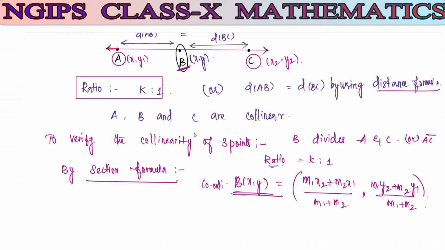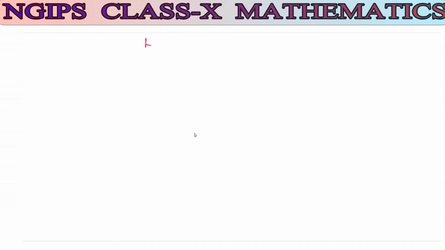If we get the same x comma y as the point B, and it matches the given point, then we can say A, B and C are collinear points. By using this concept we are going to solve the exercise problems.